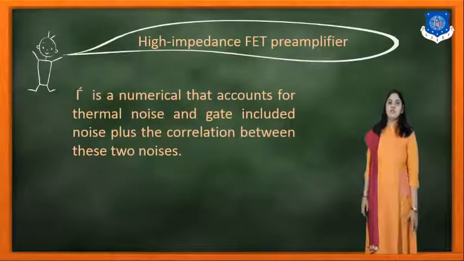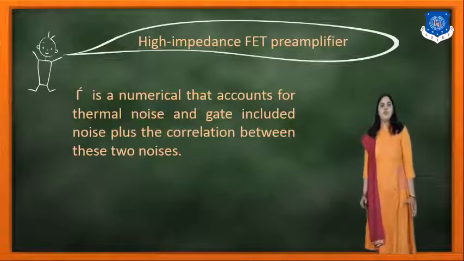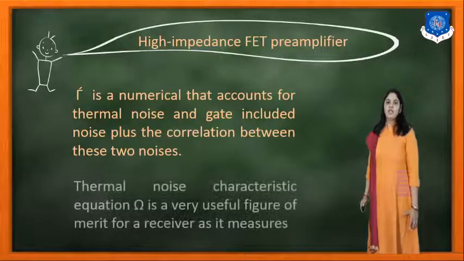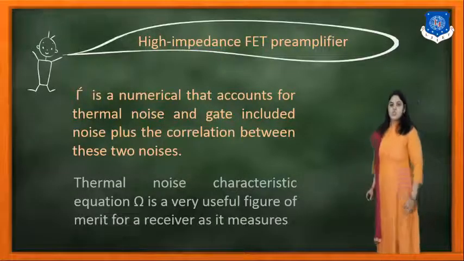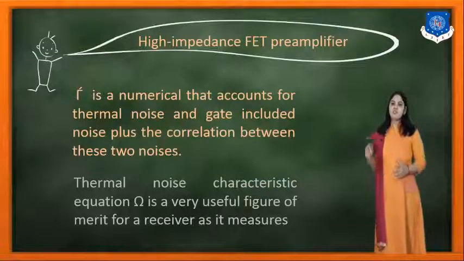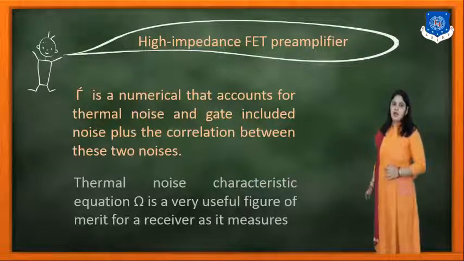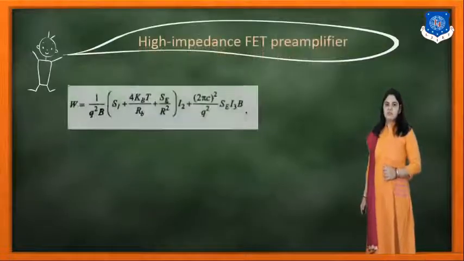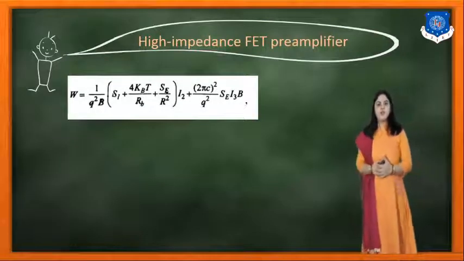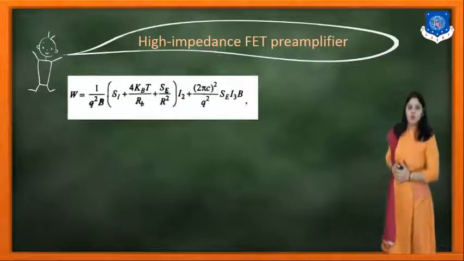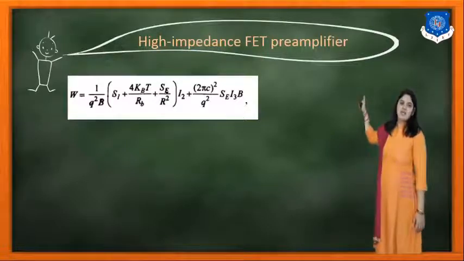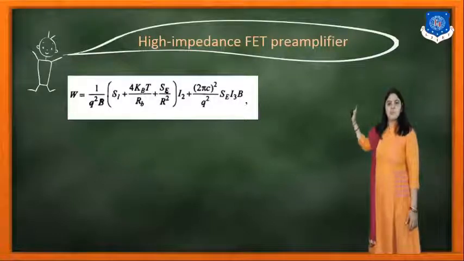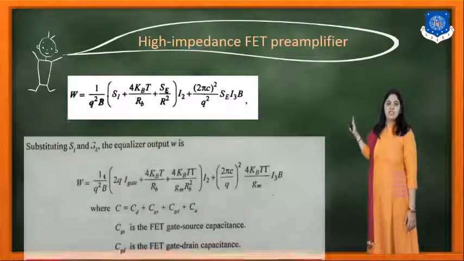So this Γ is a numerical factor that accounts for the thermal noise and the gate induced noise, and the correlation between the two noises. So the thermal noise characteristic equation, sigma, is a very useful figure of merit for a receiver as it measures. So W is equal to 1 upon Q squared times B, S_I plus 4kTB upon R_B plus S_E upon R squared into I2 plus (2πC) whole squared upon Q squared, S_E I3 into B.